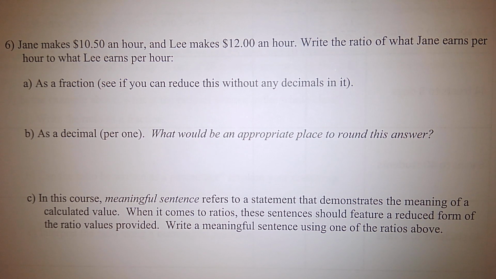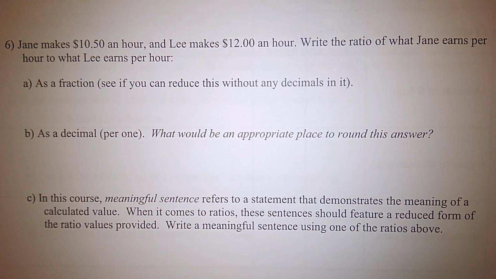Question B. As a decimal per one, what would be an appropriate place to round this answer? And question C. In this course, meaningful sentence refers to a statement that demonstrates the meaning of a calculated value. When it comes to ratios, these sentences should feature a reduced form of the ratio of values provided. Write a meaningful sentence using one of the ratios above.